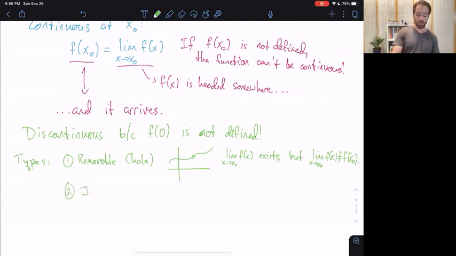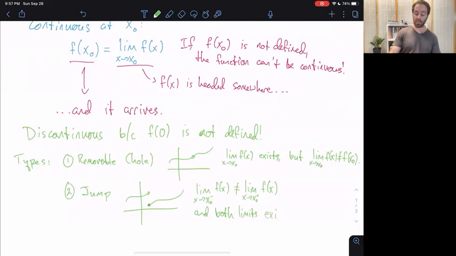There is also jump. This one is like this, where you have a function with the left and right hand limits each finite but not equal. So this would be that the limit as x goes to x naught from the left of f of x is not equal to the limit as x approaches x naught from the right of f of x, and both of those one-sided limits exist and are finite.